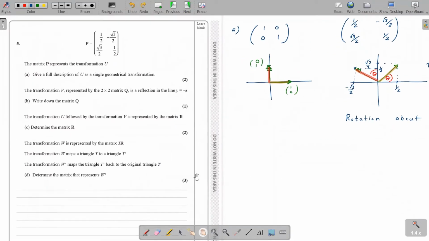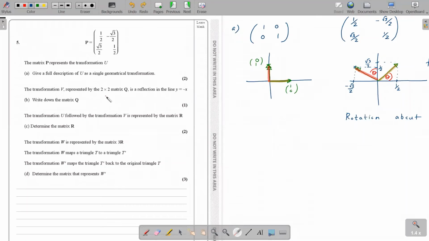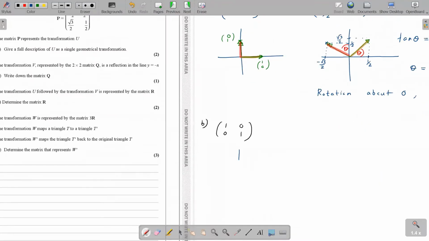In the next part, they say the transformation V represented by the 2 by 2 matrix Q is a reflection in the line y equals minus x. Write down the matrix Q. Again, the story is quite similar. It's just 1 mark. How do you get it? You draw your original matrix 1, 0, 0, 1 and perform a reflection in the line y equals minus x. Shall we reflect? So 1, 0 is over here. 0, 1 is over here, right?